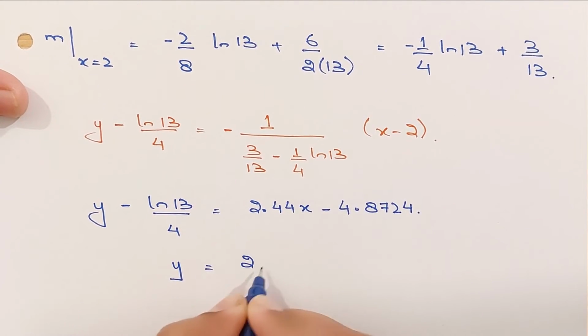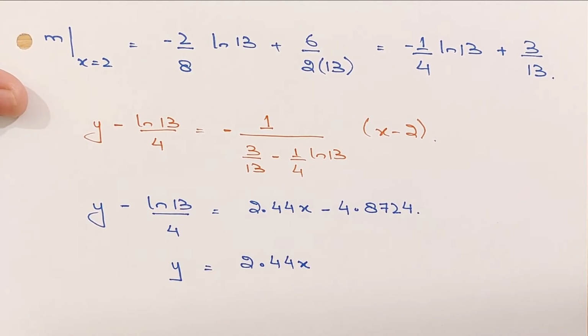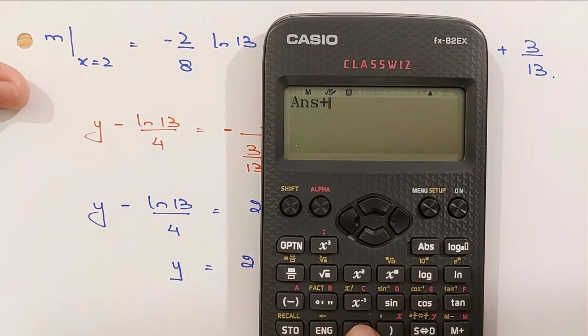Okay, now what is y? Y equals 2.44x, this term, and then we add this term in this. Okay, so we will get the y-intercept, the c value. So let me add natural log of 13 divided by 4.